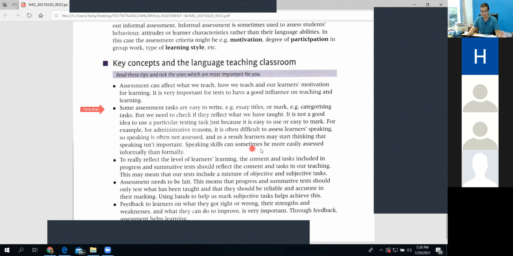Speaking skills can sometimes be more easily assessed informally than formally. But if you get into the proper assessment criteria of Cambridge, in our exams we have speaking examiners.